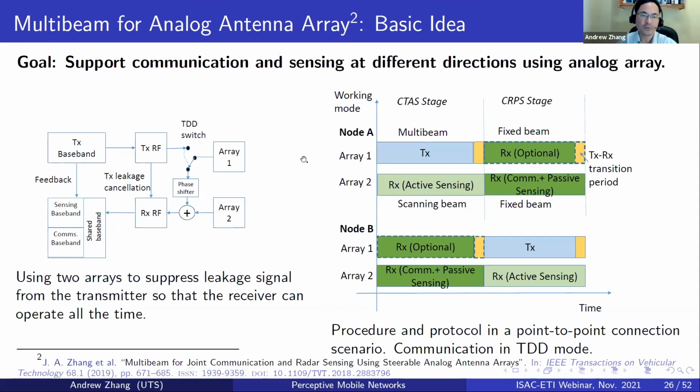And what we do is, we fix the sensing direction within one packet period, and we make it vary for sensing over different packets, but for communication, we make it still fixed. So that means we will need a multi-beam, a beam with multiple sub-beams pointing at different directions.